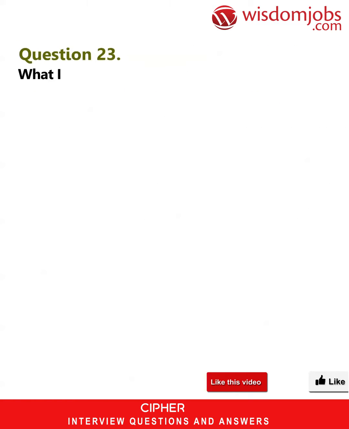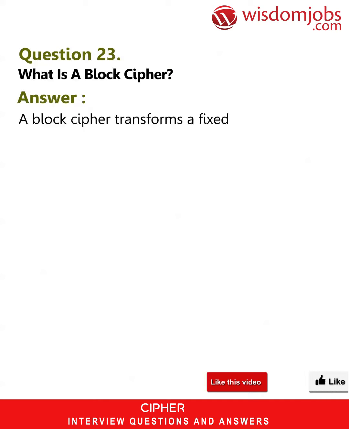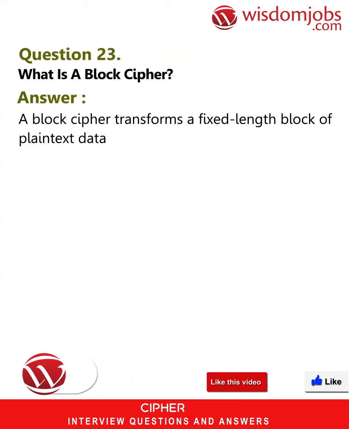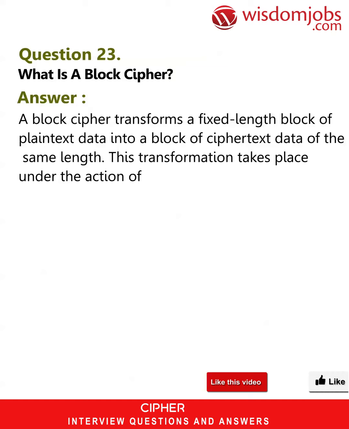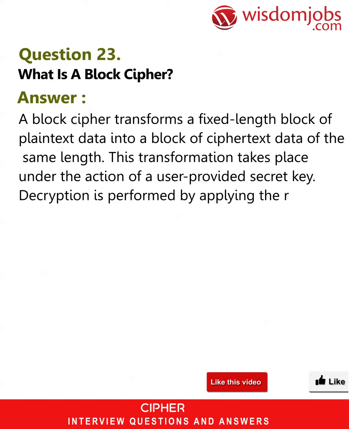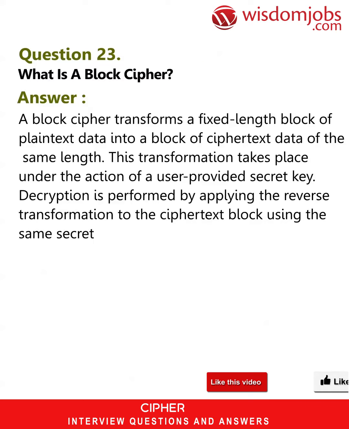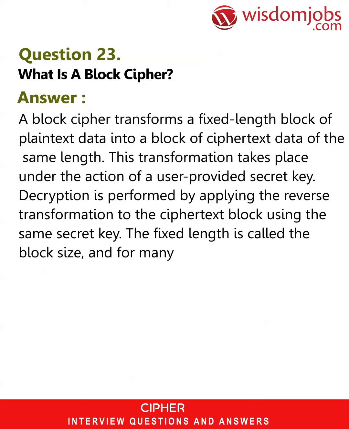Question 23. What is a block cipher? Answer. A block cipher transforms a fixed-length block of plaintext data into a block of ciphertext data of the same length. This transformation takes place under the action of a user-provided secret key. Decryption is performed by applying the reverse transformation to the ciphertext block using the same secret key. The fixed length is called the block size, and for many block ciphers, the block size is 64 bits.